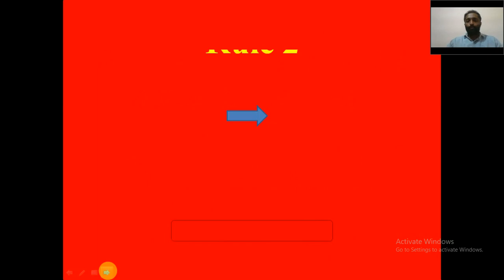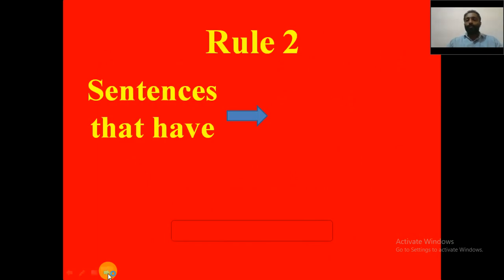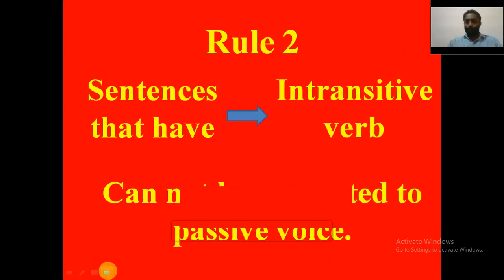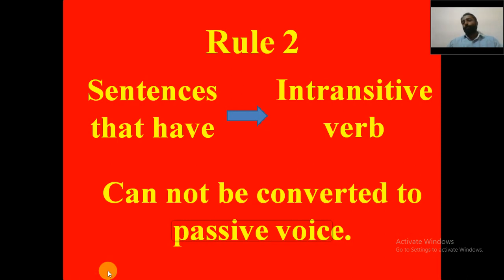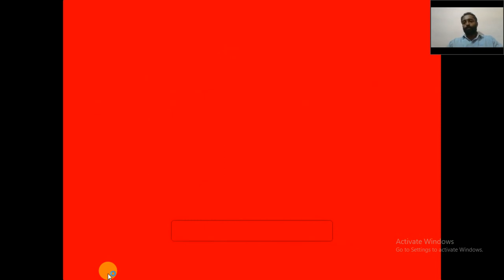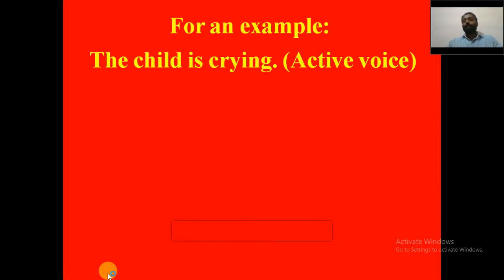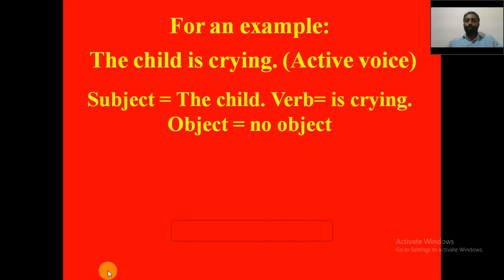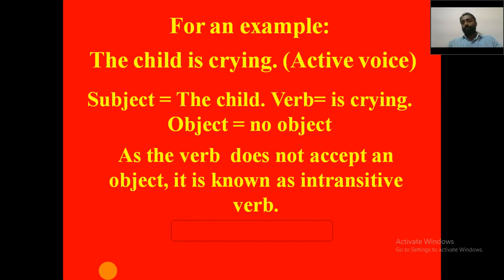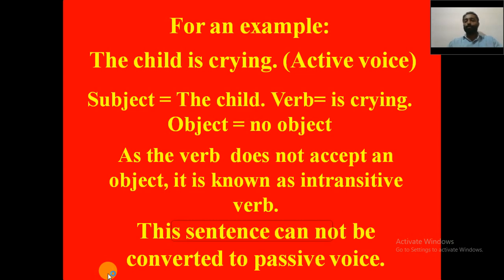Now moving on to rule number 2. Sentences that have an intransitive verb cannot be converted to passive voice. That's the opposite of rule number 1. Sentences that have an intransitive verb cannot be converted to passive voice. I'll give an example. The child is crying. Subject is the child, verb is crying, and it has no object. As the verb does not accept an object, it is known as an intransitive verb. So what happens? The sentence cannot be converted to passive voice.